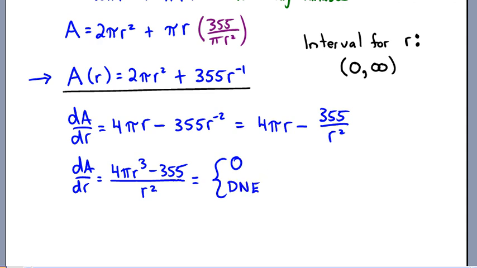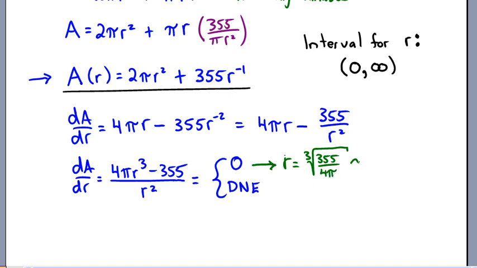Well, actually, you can do kind of both. The 0 would be if the top of that fraction is equal to 0. And that would be just the right r value, so you can cube it, and then you'd have this whole binomial turning into 0. And that'll happen if the r is equal to the cube root of 355 all over 4 pi.